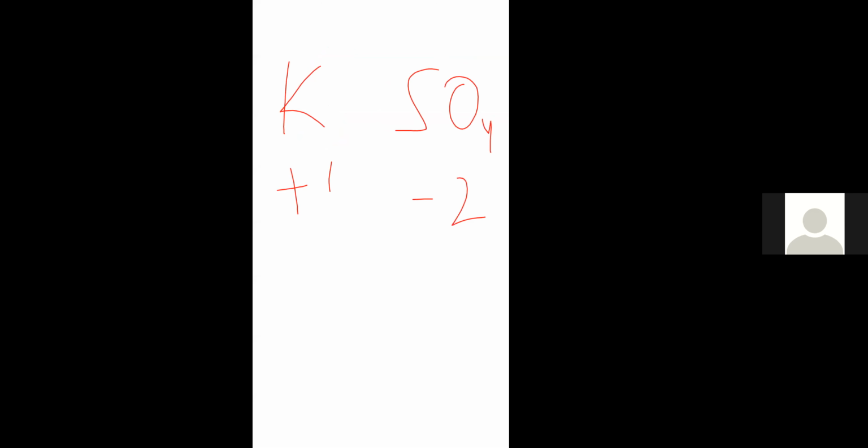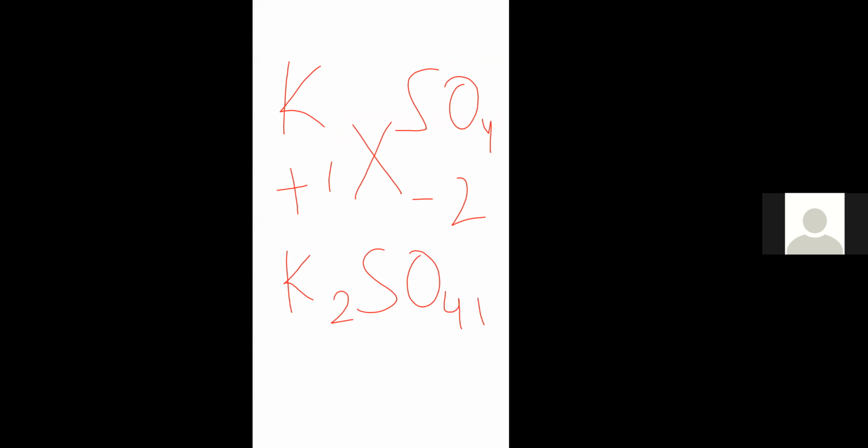So now we have the symbols and the valencies with us. Potassium +1, sulfate -2. Just crisscross these valencies and we will get K2SO4. K2SO4, and the -2 goes on the K. Did I write the 1 over here? No, ma'am.